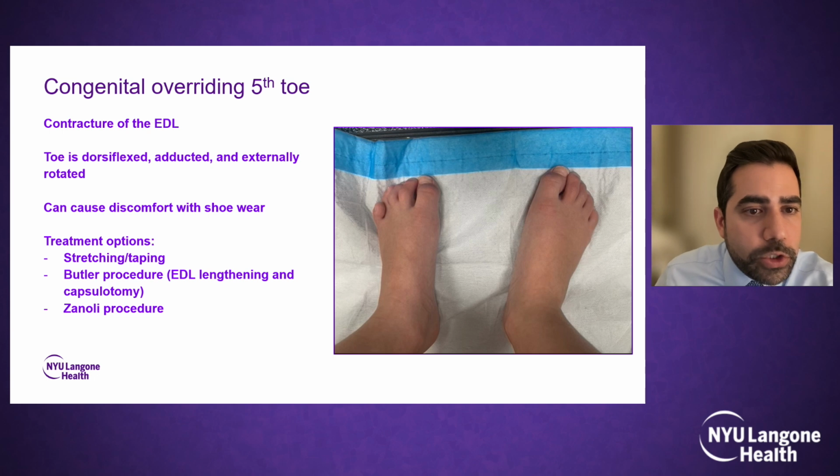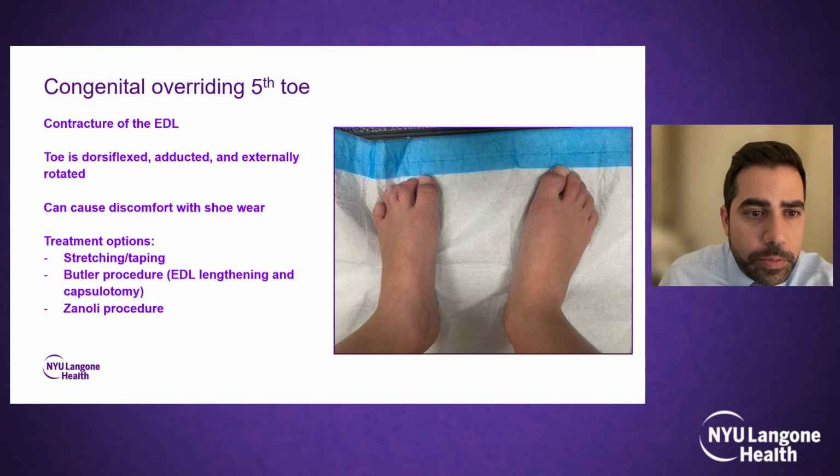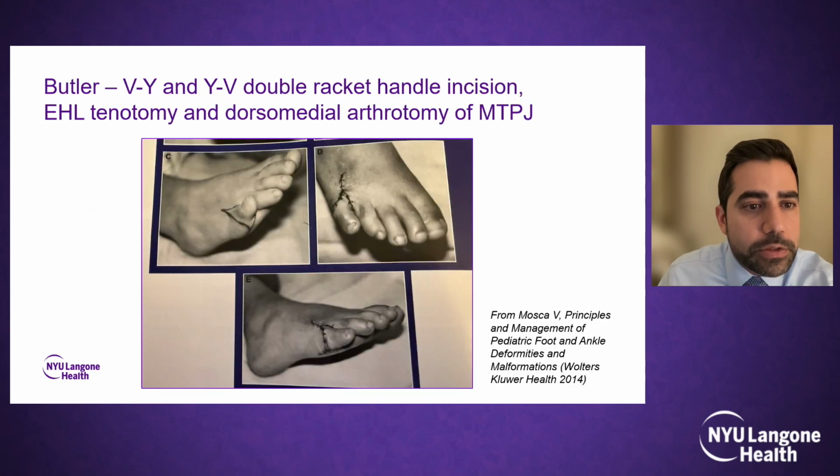Patients with congenital overriding fifth toe, it's not as common. There's a contracture of the EDL, and that fifth toe is dorsiflexed, adducted, and externally rotated. It can result in significant discomfort, although stretching and taping can be very helpful. There are a couple of procedures available that can try to correct this condition.